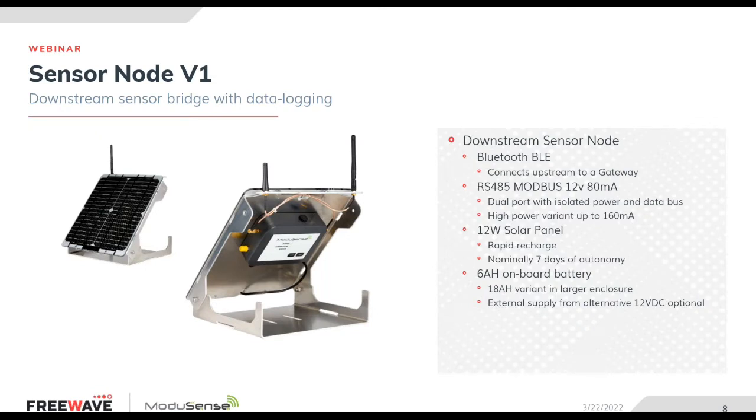So these devices will transmit the information that they've collected upstream to a gateway, and the gateway is responsible for then transmitting that data over the swarm network back to the ModuSense data portal. So this just gives you that hub and spoke kind of distribution within an installation that is larger than a single tank or a single river or borehole.